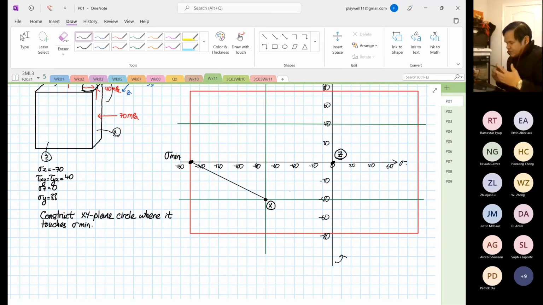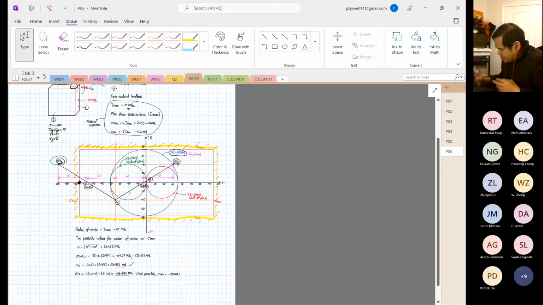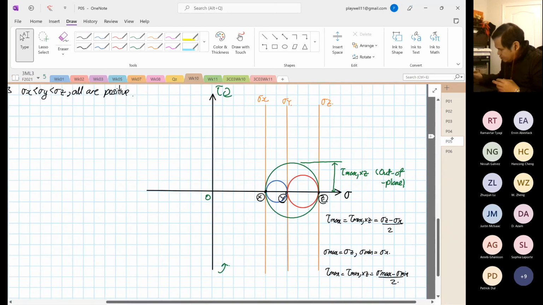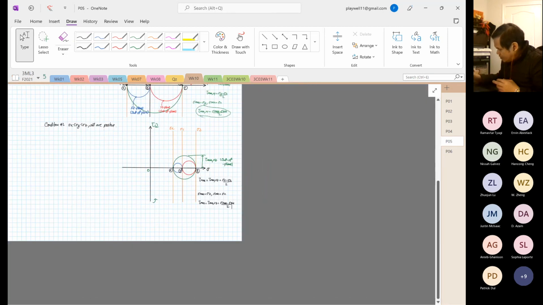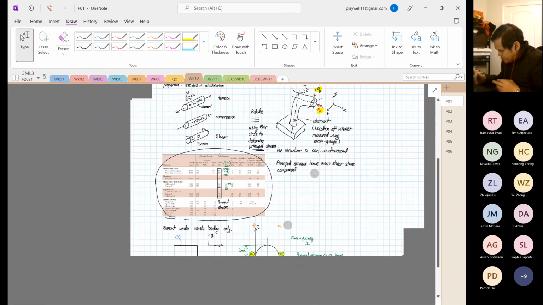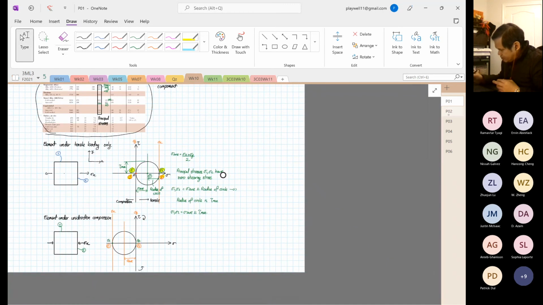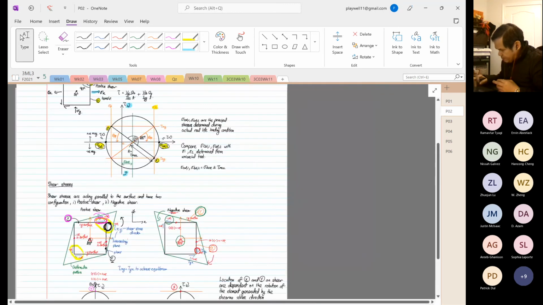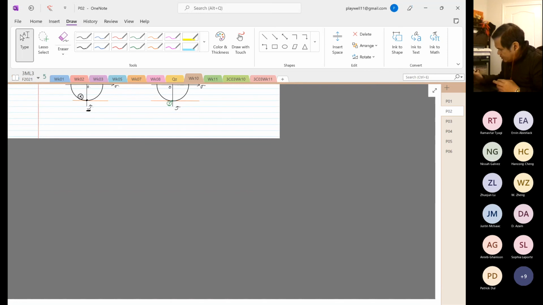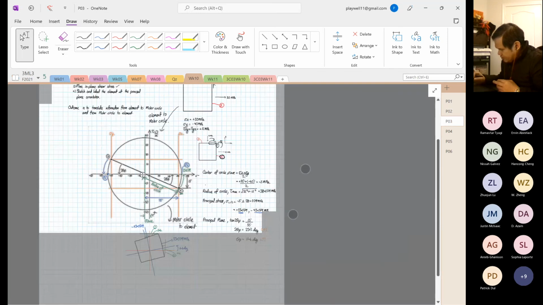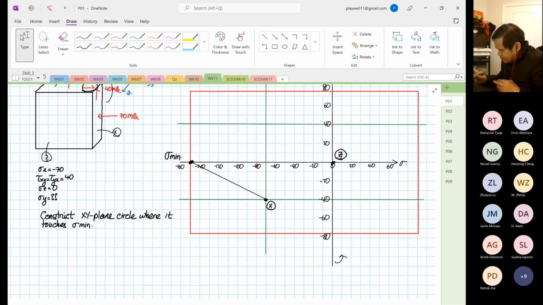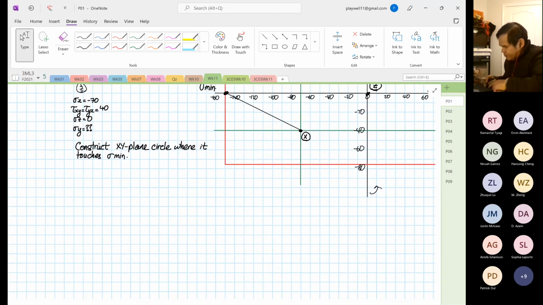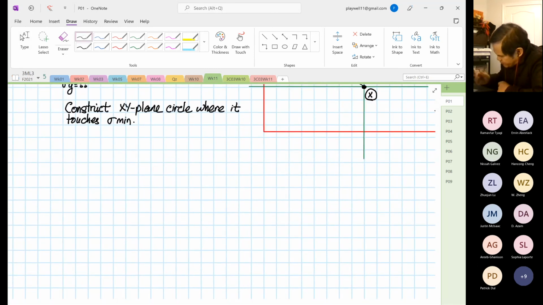So before we can solve this, I don't think I've been through this last week. Did I go through the rules of the circle? Let me check. I don't think I went through the rules of the circle. Yeah, I only taught Mohr circle. I did not teach you guys the rules of the circle. So let's go into the rules of the circle.